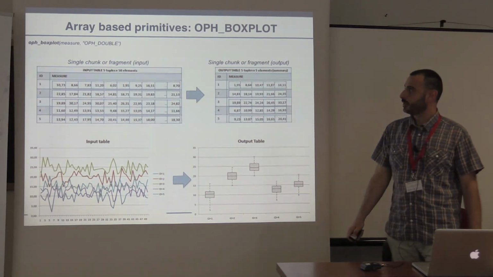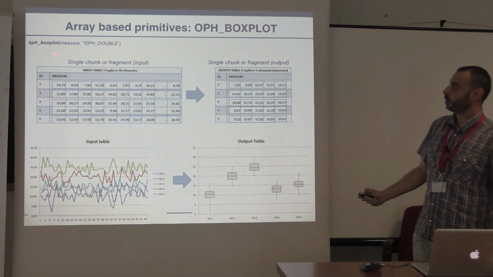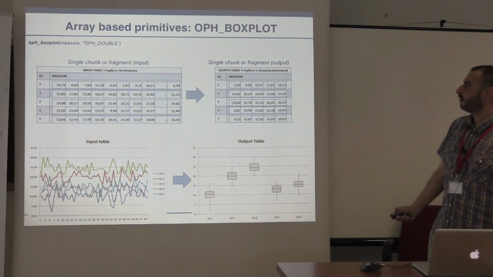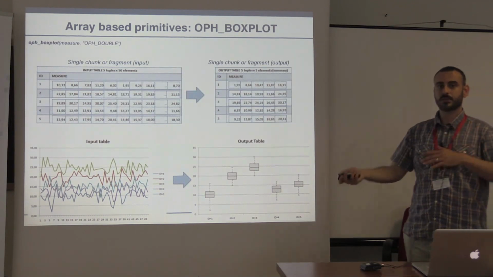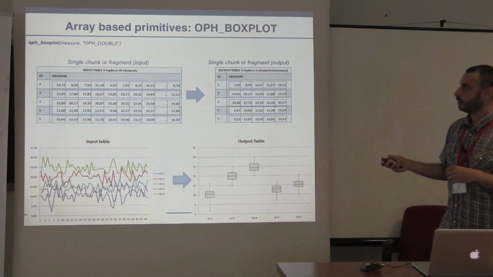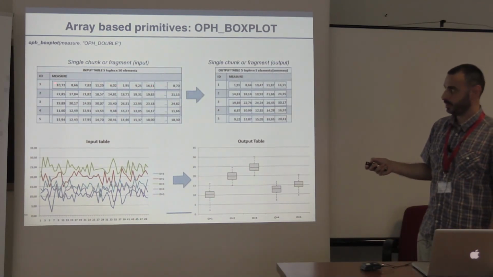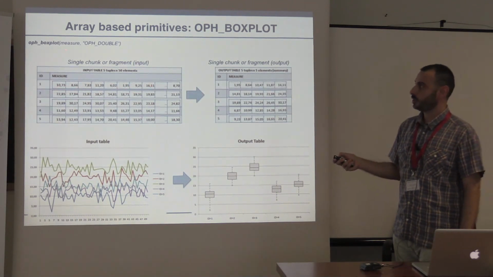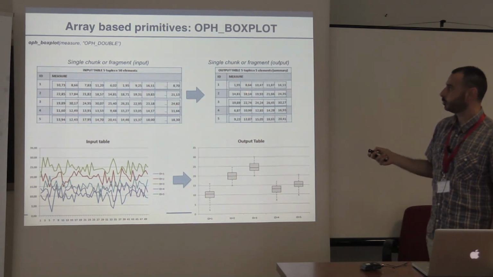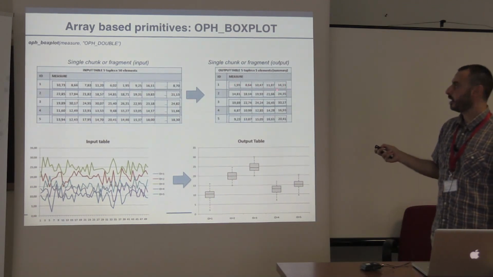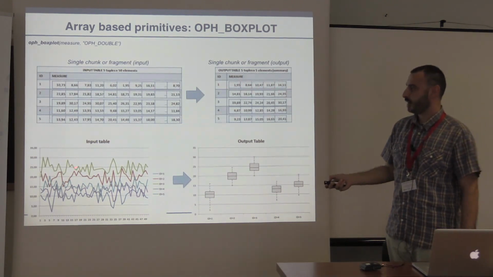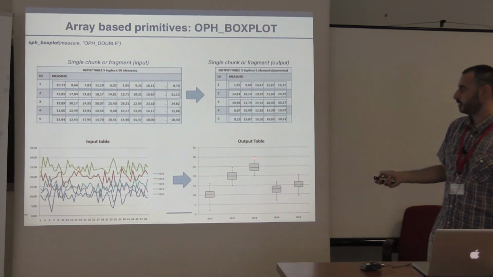Another example of primitive is the OPH box plot. We want to find the so-called five numbers: the minimum, the maximum, the first quartile, the third quartile, and the average, starting from an array. So we can use OPH box plot measure with the type. This is the input and the related output with our five numbers. In the same way, in graph manner, this is the input table and this is the output.